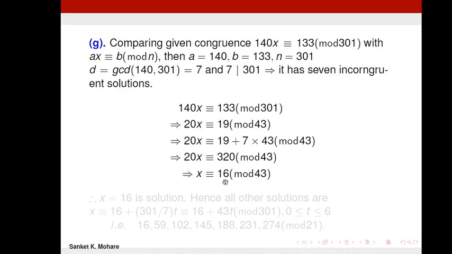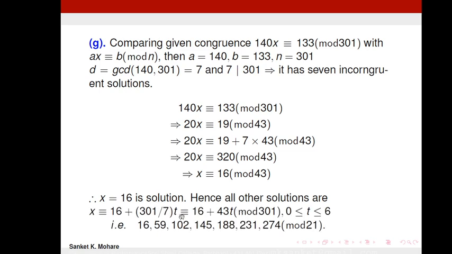So x is congruent to 16 modulo 43. So here x equal to 16 is a particular solution. Hence all other solutions are x congruent to 16 plus n by d times t, that is 16 plus 301 by 7 times t, which is equal to 16 plus 43t modulo 301, where t varies from 0 less than or equal to t less than or equal to d minus 1. d is 7, so d minus 1 is equal to 6. So t varies from 0 to 6.